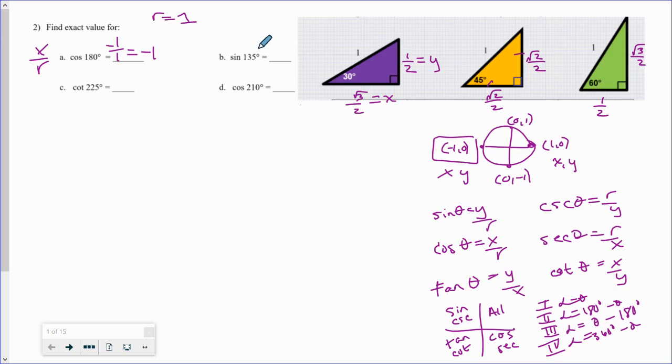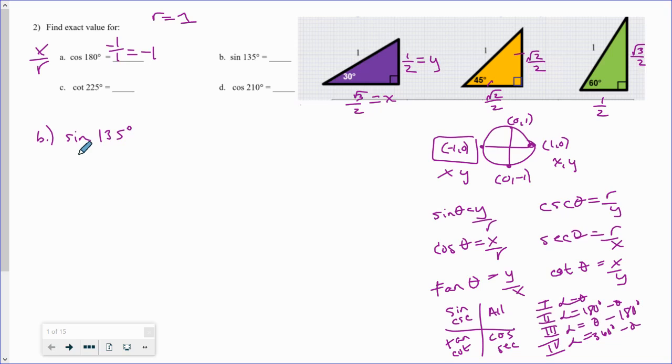All right, B, 135. I'm going to do B over here, the sine of 135. First thing to ask yourself is, do I need a coterminal angle? Is my given theta between 0 and 360 or 0 and 2 pi? It is. If it was less than 0, I'd have to keep adding 360 until I got it above 0. If it was greater than 360, I'd have to keep subtracting 360 to get it below or equal to 360. So we're good. I don't need a coterminal angle.